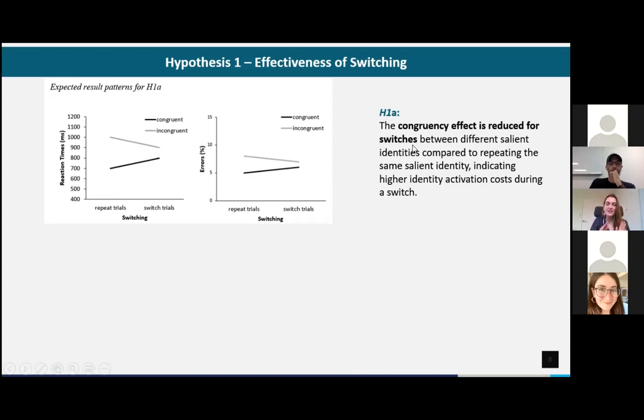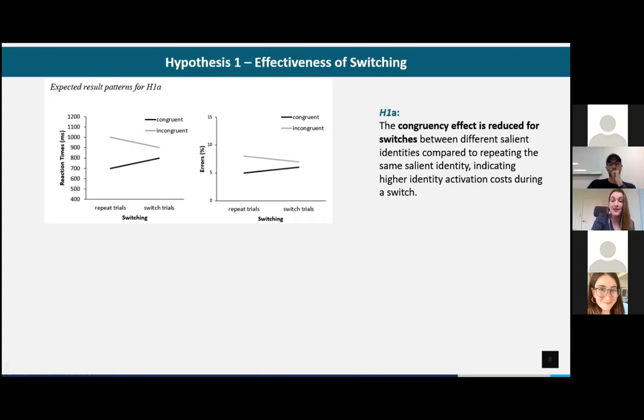So that means that you just switched over towards that next identity, and it might not quite be salient yet. So you can see this over here, that in switch trials, you would then expect this reduced difference between congruent and incongruent trials. Whereas in repeat trials, where you've been in this identity for quite a while now, we would expect a strong congruency effect. So a bigger difference between congruent and incongruent trials. And that would be both in reaction times and error rates.